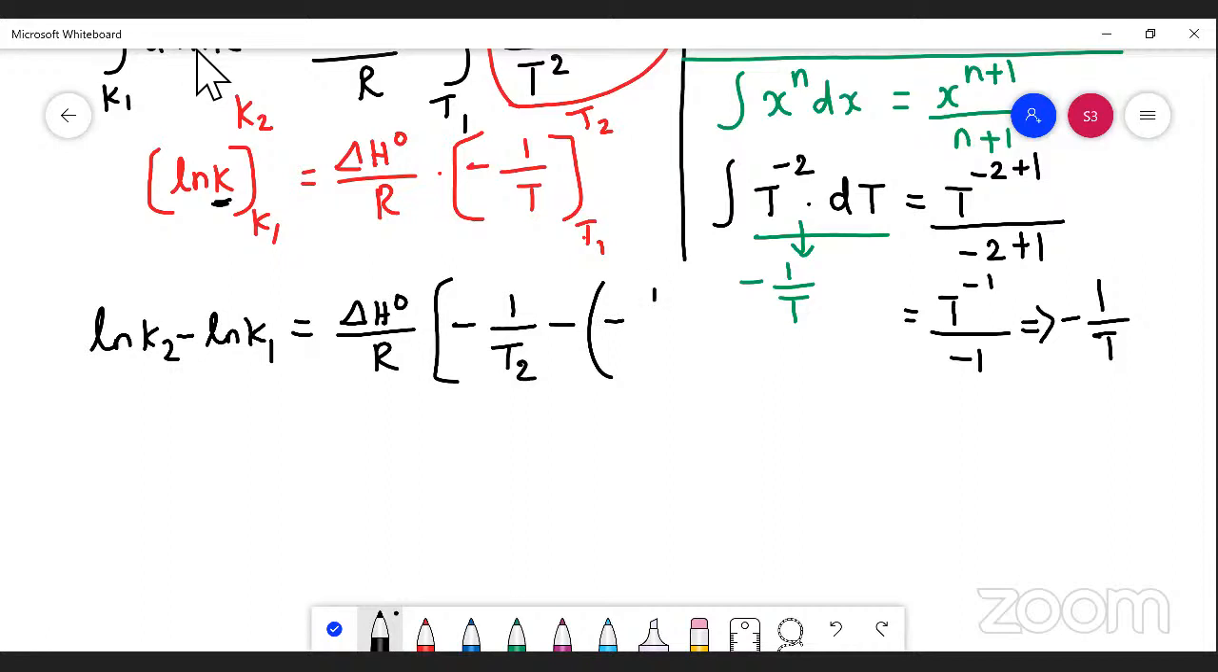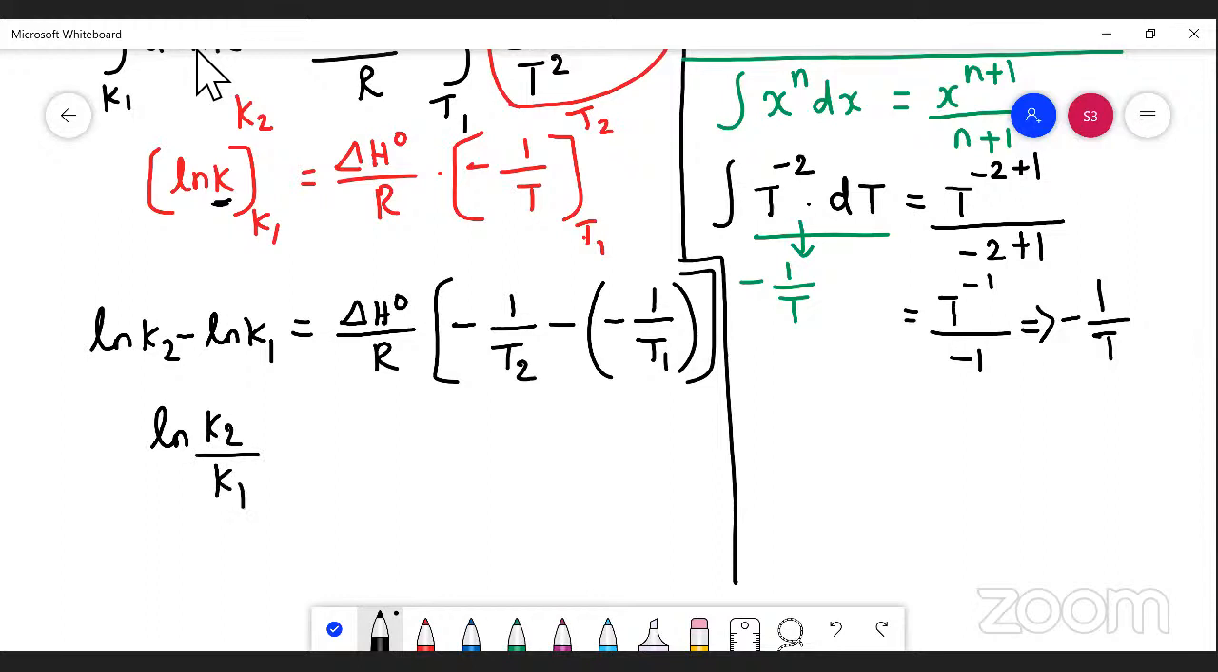Minus of 1 by T1, so lower limits. On applying the upper limits, upper limit is T2 and lower limit is T1. So minus 1 by T2 minus, this is a formula, and minus it is in the expression, so minus T1 on the whole. This ln K2 minus ln K1, I write ln K2 divided by K1, using the ln A minus ln B formula. So ln K2 divided by K1.